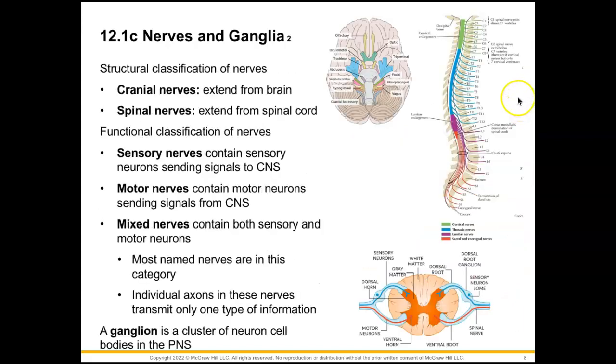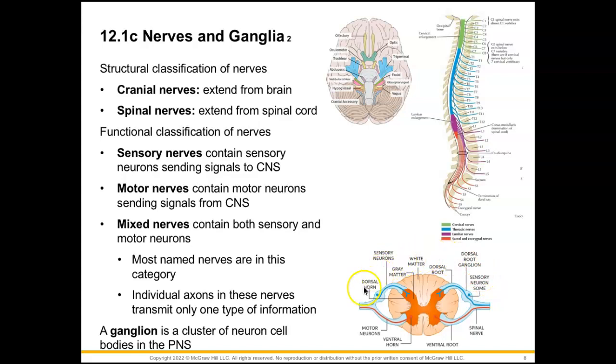And if we look at our structural classification of these nerves, we can classify them as cranial nerves, meaning they're extending off of the brain, and we're going to have 12 pairs of these, or they are spinal nerves, which we see pictured here, and they are extending off of the spinal cord, and we're going to have 31 pairs of these. We can functionally classify our nerves by setting them as either sensory, motor, or mixed.